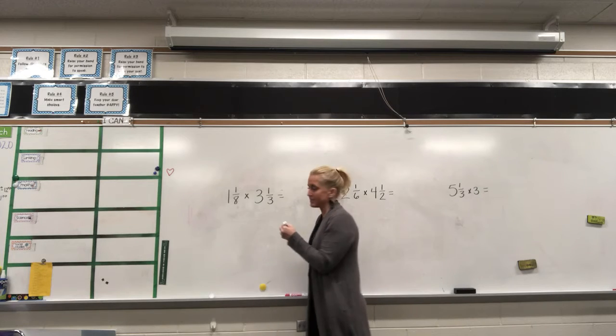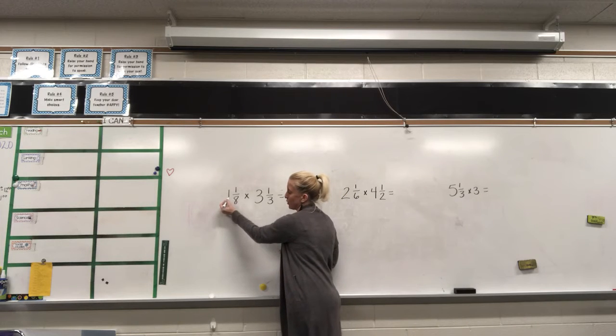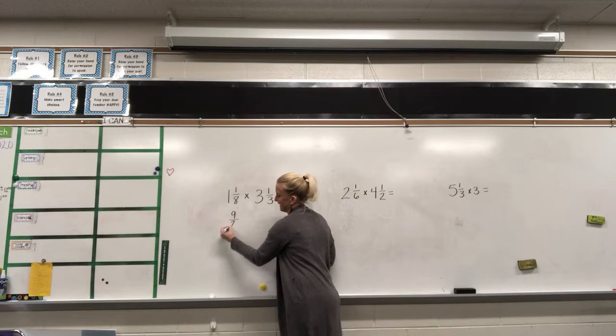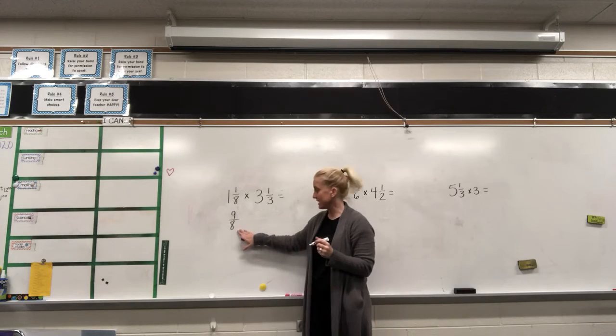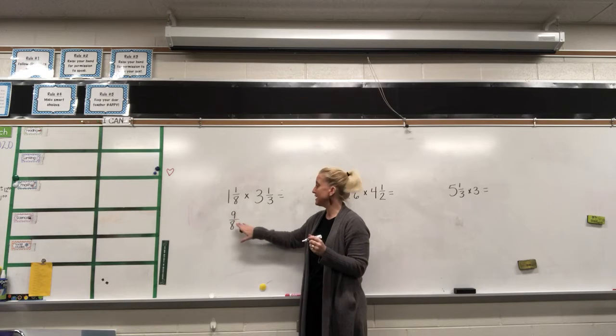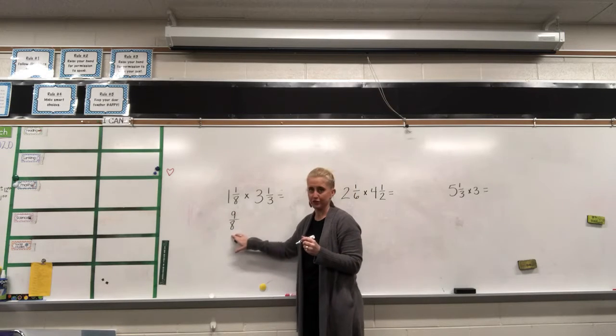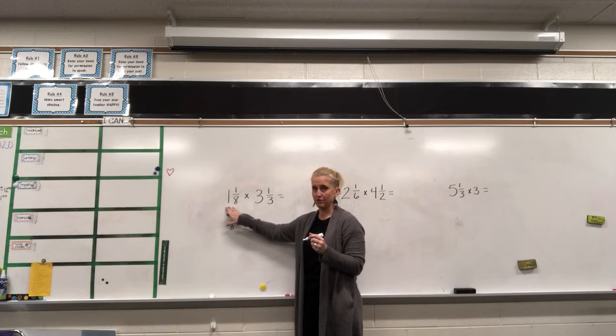So to do that, I'm going to do my 8 times 1 is 8 plus 1 more. So this is really going to be 9/8 because 9/8 is the same as 1 1/8. It's just written in a purely fraction form. It got rid of that mixed number for us.